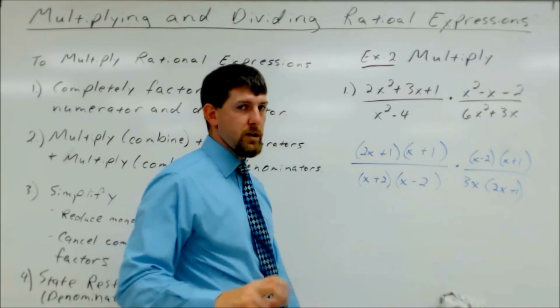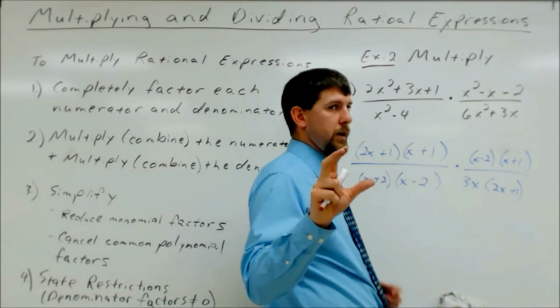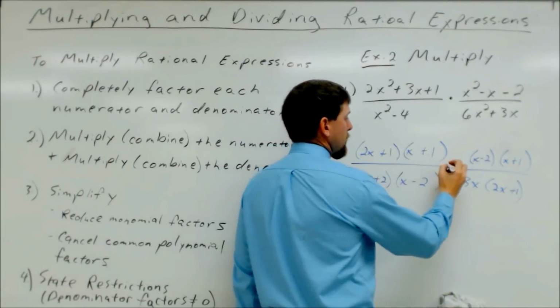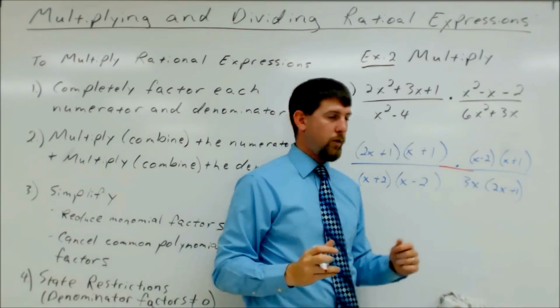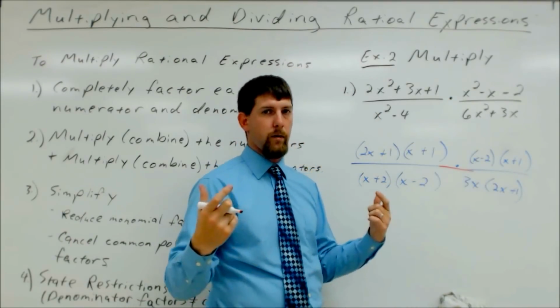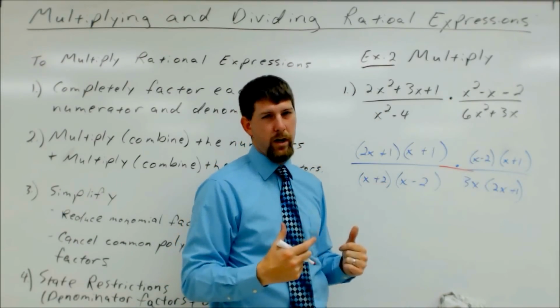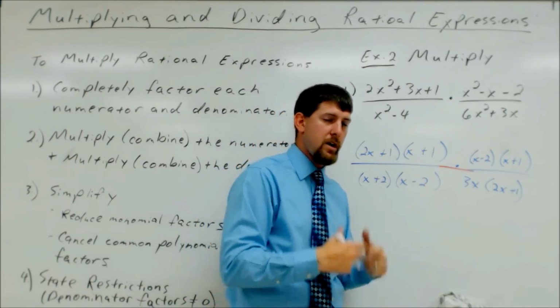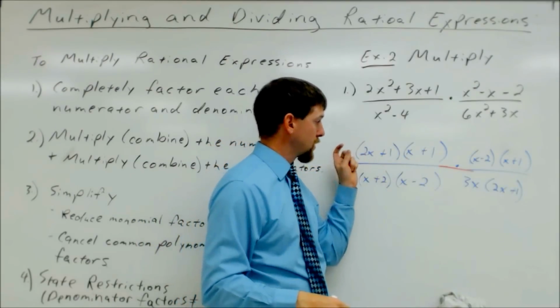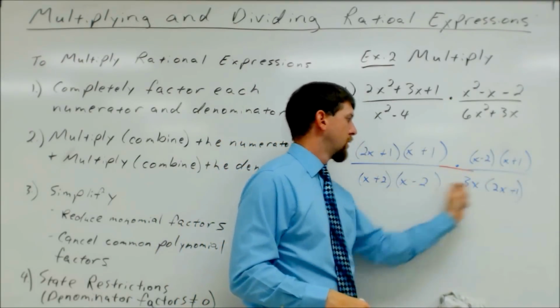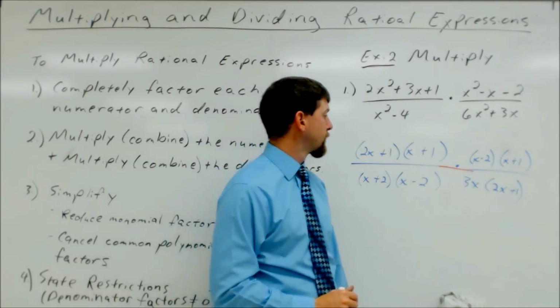So when I multiply, this is the trickiest math step ever, so pay close attention. You ready? Here we go. We're going to multiply. There we go. That's it. There's my numerator, there's my denominator. Because remember, a multiplication of rational expressions, a multiplication of fractions, is just a product of the numerators over a product of the denominator. So really we're just writing that as one large numerator over one large denominator.